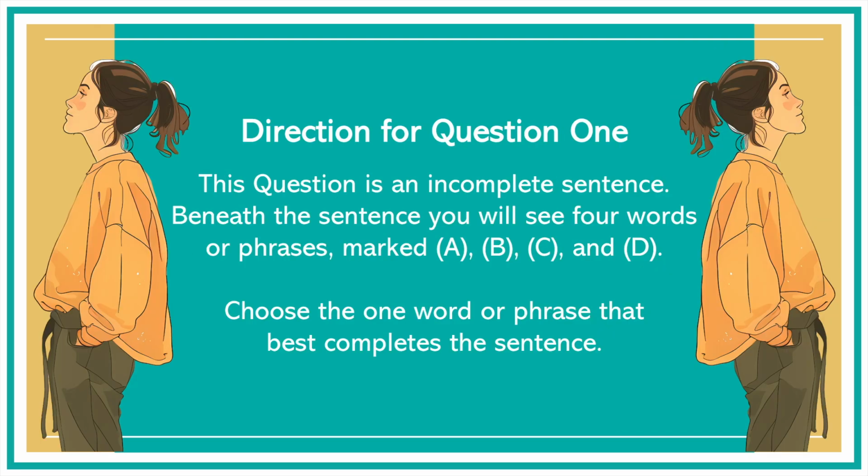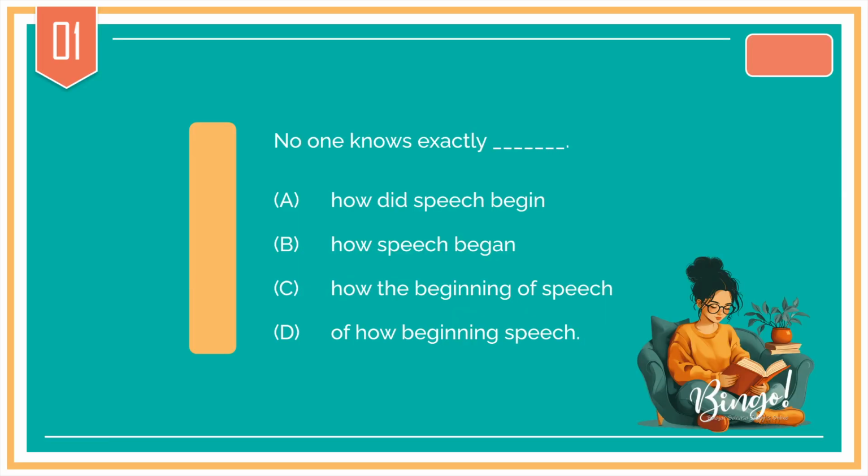Direction for question 1. This question is an incomplete sentence. Beneath the sentence you will see 4 words or phrases, marked A, B, C, and D. Choose the one word or phrase that best completes the sentence. Question 1.